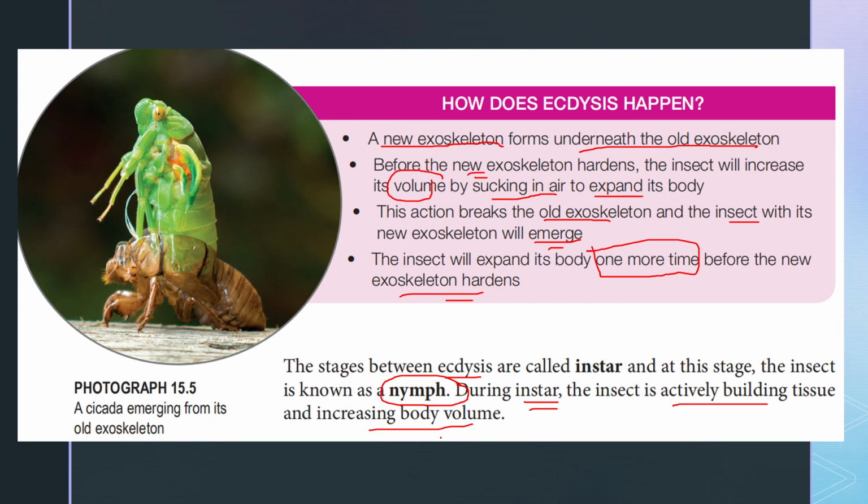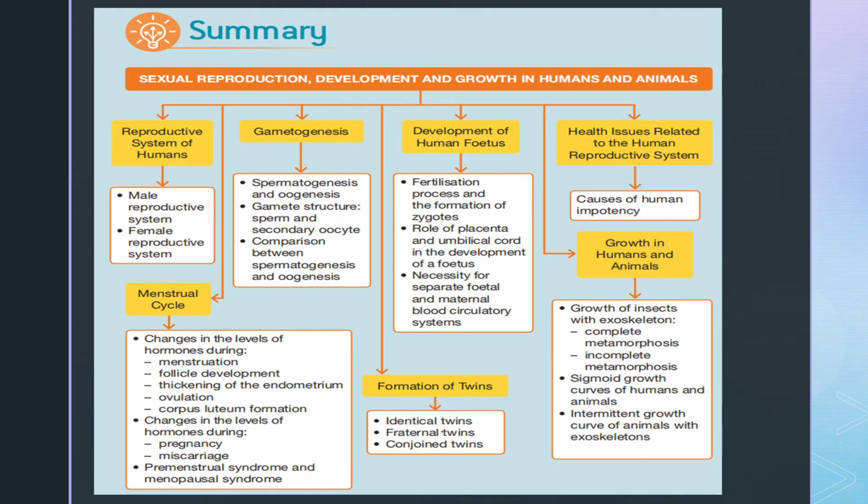Okay, so we have come to the end of the chapter, and this is the summary of the entire chapter. We began with the reproductive system of humans. We talked about the menstrual cycle, gametogenesis, formation of twins, development of the human fetus, health issues related to the reproductive system and their importance, with the causes and also the treatment. And the last one is on growth in humans and animals.